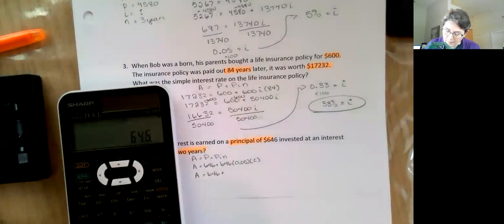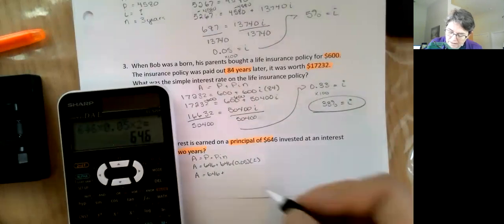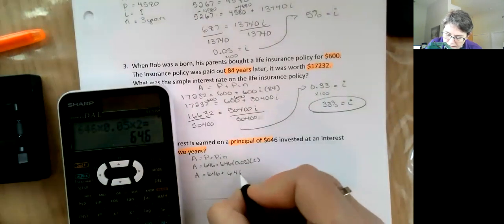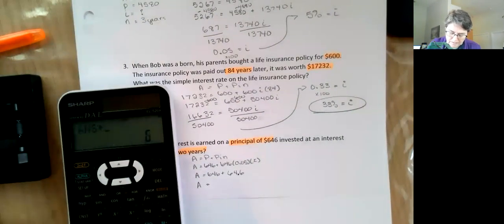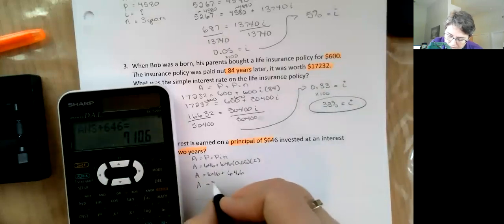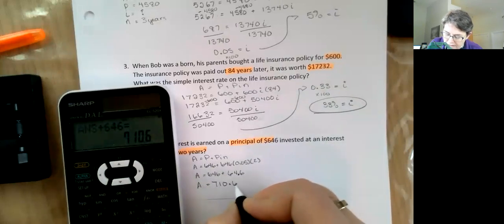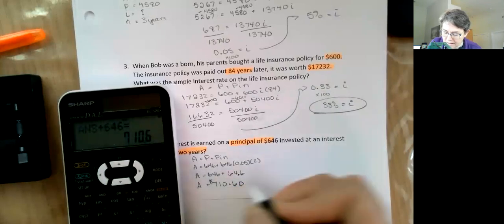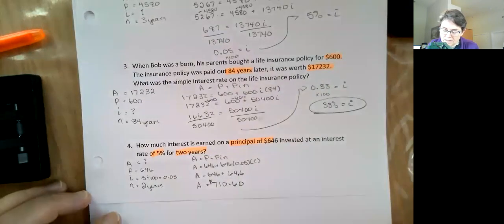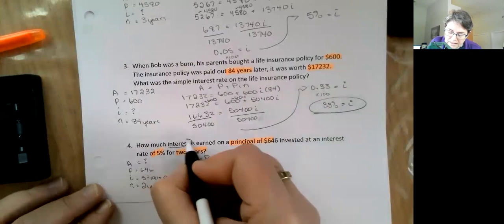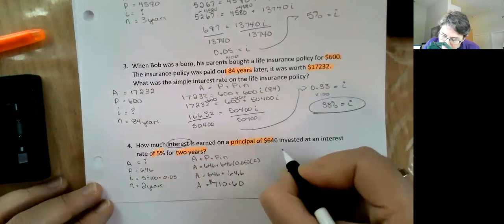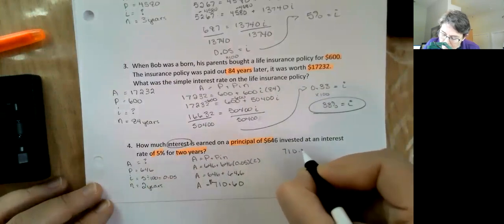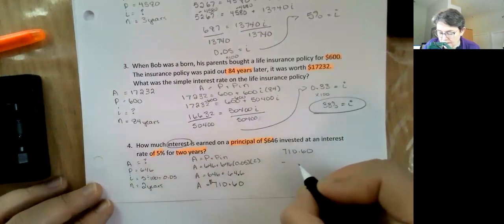646 times 1.05 times 2. All right, 6, 4. Oopsie, like that. All right, so 710.6. Remember, put the 0 in, it's money. And then see what the question is. It says how much interest is earned. So remember, interest is the amount you have at the end minus the amount you started with.